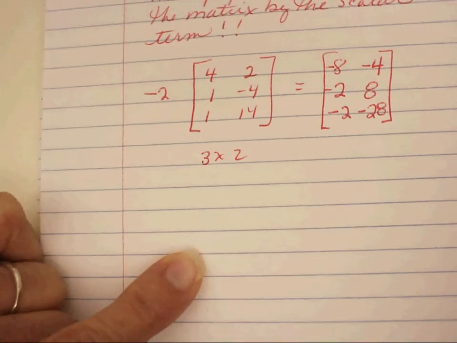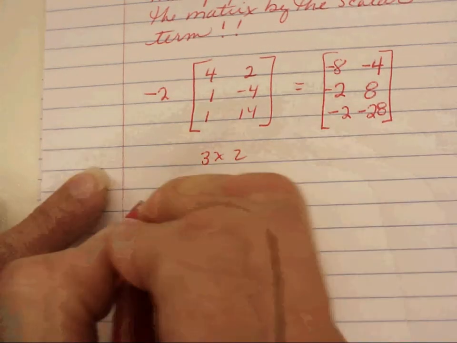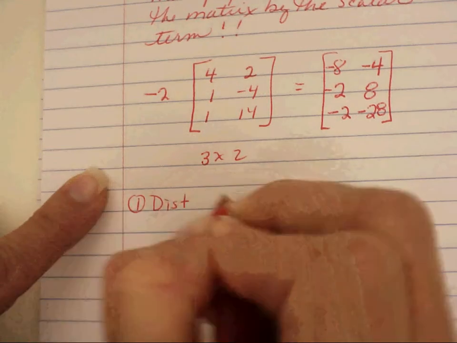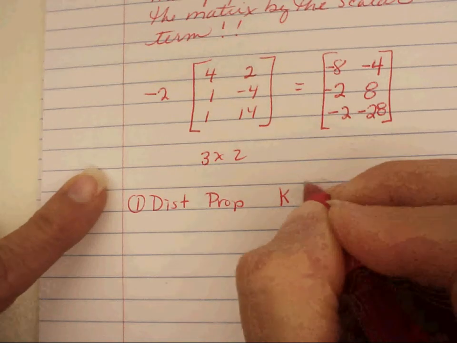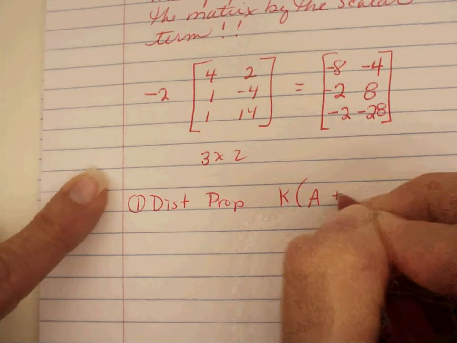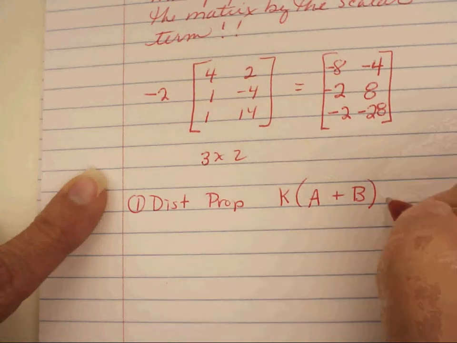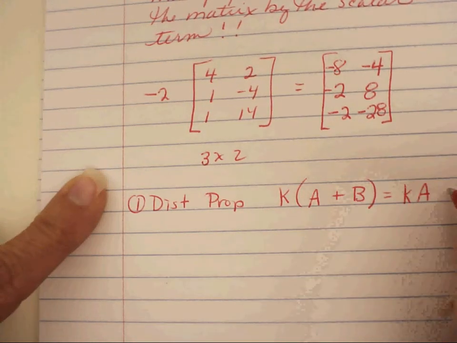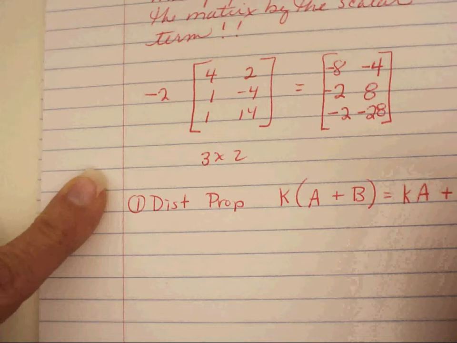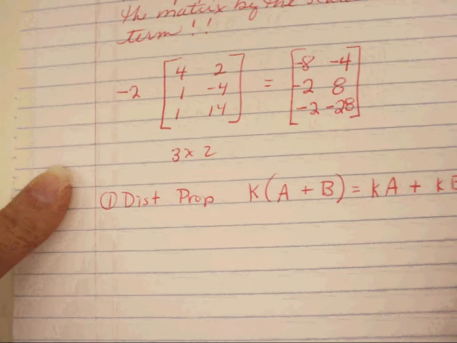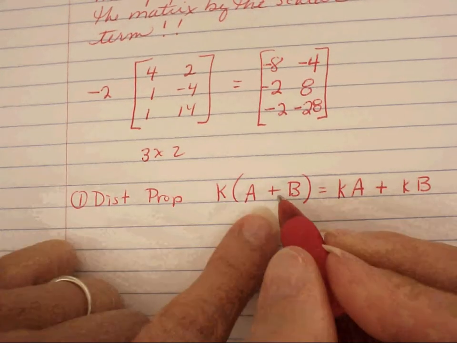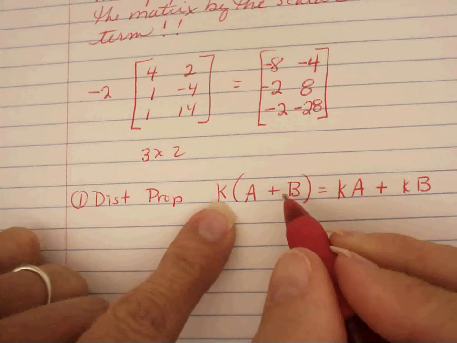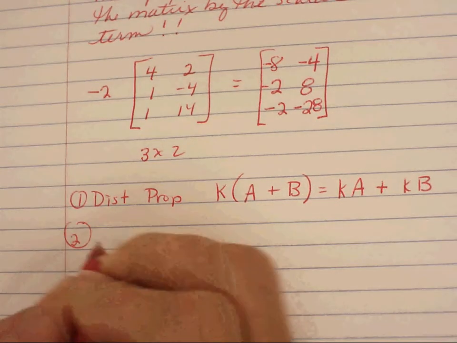Now, what other properties hold true just as if we were working with the real numbers? First of all, we've discussed just now the distributive property, that any scalar, we will call it K, can be multiplied by matrix A plus matrix B, and it is equivalent to doing the multiplication to each one separately, as if they were multiplied here first and then added. Here they are added and then multiplied by the scalar.